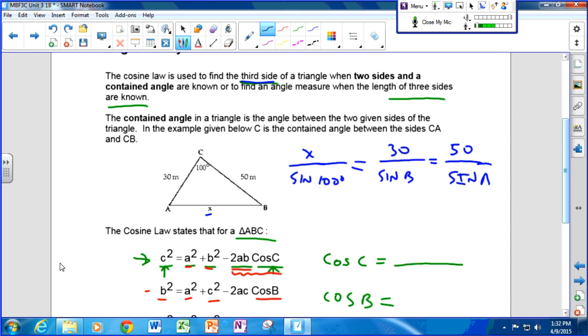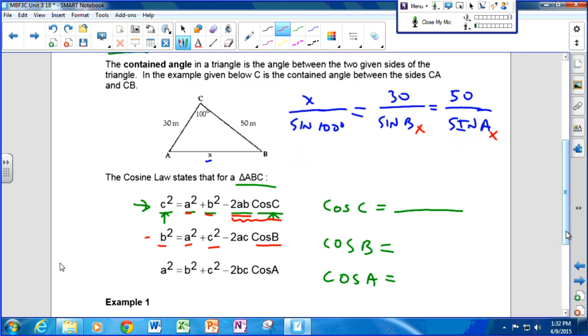And we don't have that one, and we don't have that one, which means now we can't use the law of sines. Okay? So now it's time to go to the kryptonite, the law of cosines. The law of cosines will always get us this.